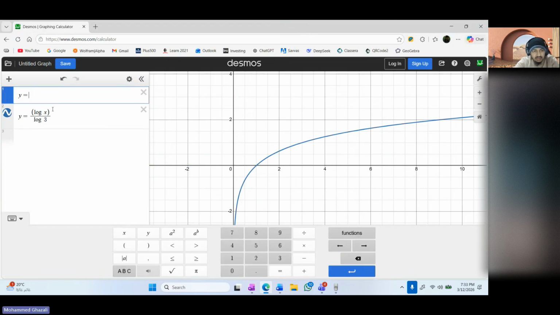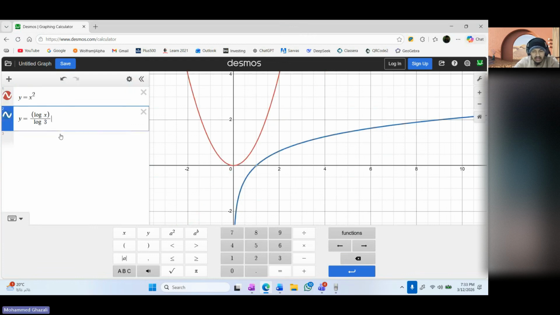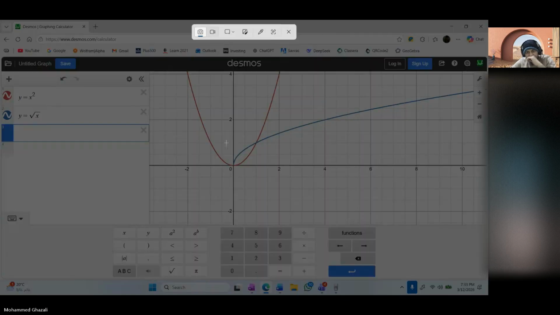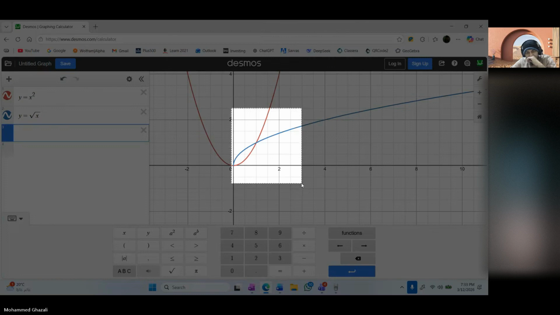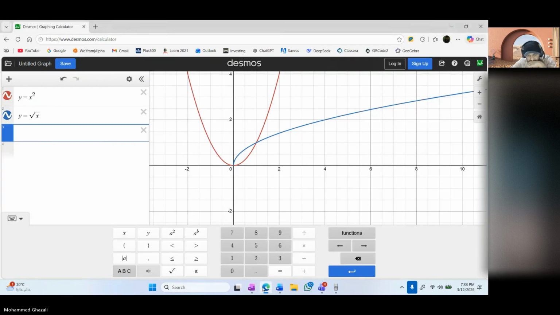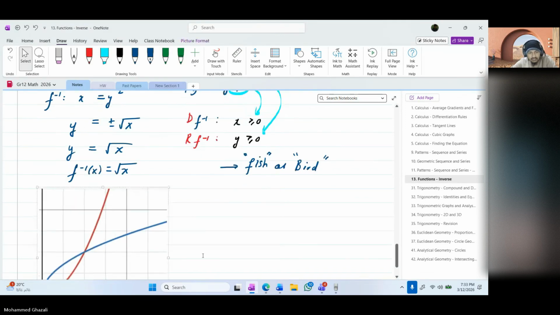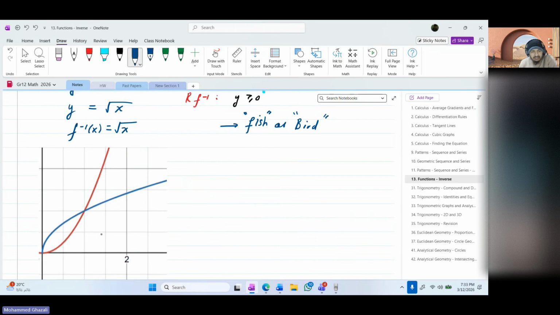Y equals x squared, right? And the inverse was square root of x. All right, so you can see it's only this piece of the graph. Can't take the other side, okay? Right, so you can clearly see you're getting a fish. So this is the f graph, right? And this is my inverse function. Great.